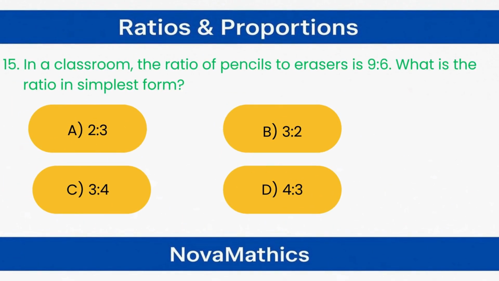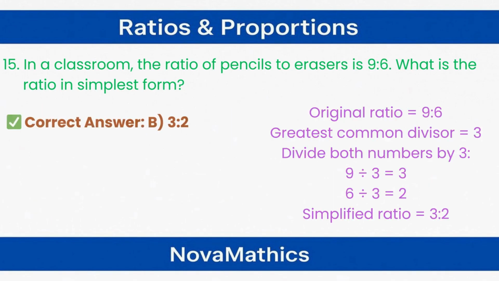15. In a classroom, the ratio of pencils to erasers is 9 to 6. What is the ratio in simplest form? Divide 9 and 6 by 3 to make it smaller. 9 becomes 3, 6 becomes 2, so the ratio is 3 to 2.